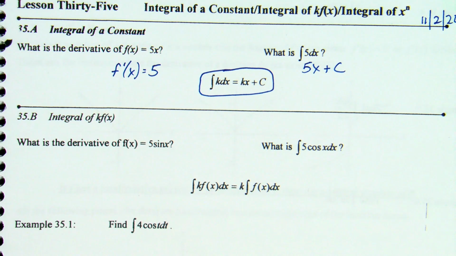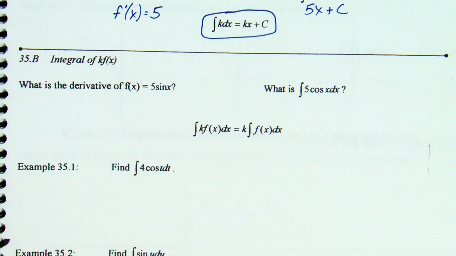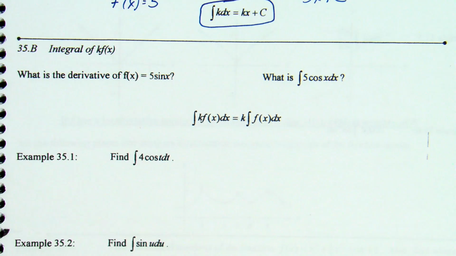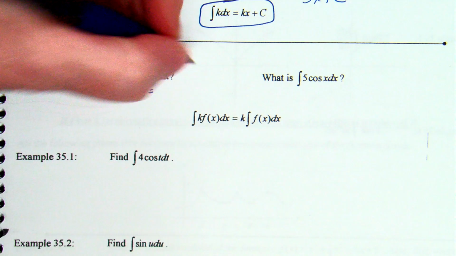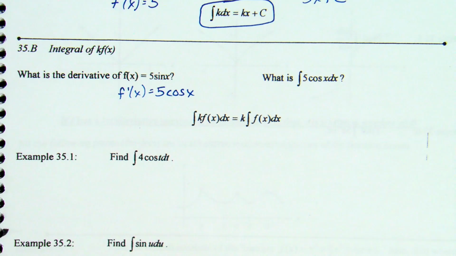Okay. Example B. What if we have a constant times a function then? Okay, what happens there? So, some more practicing. What's the derivative of f of x if f of x is 5 sine x? So what is f prime of x here? 5 cosine x. Okay, 5 cosine x. The constant of 5 just carries down, and then the derivative of sine x is cosine x. So 5 cosine x.